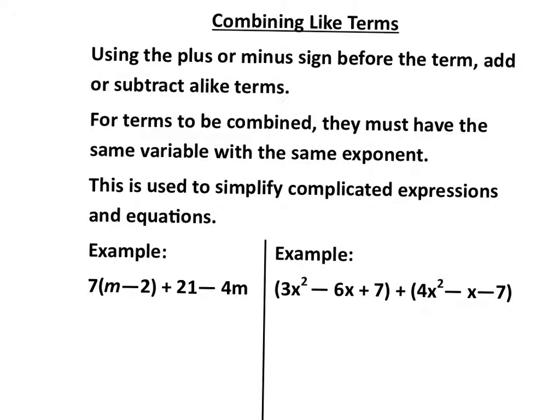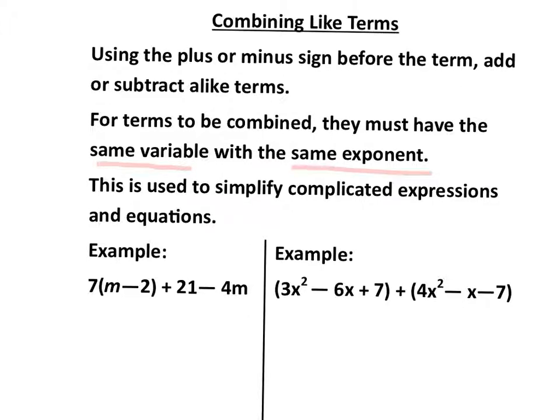We're now going to talk about combining like terms. Combining like terms means you're going to use a plus or a minus sign that's immediately before the term to add or subtract the like terms. The thing to note is that terms are going to be the things that are separated with a subtraction or addition sign. So terms could be variables, they could be numbers, they could be numbers and variables. Those are your terms.